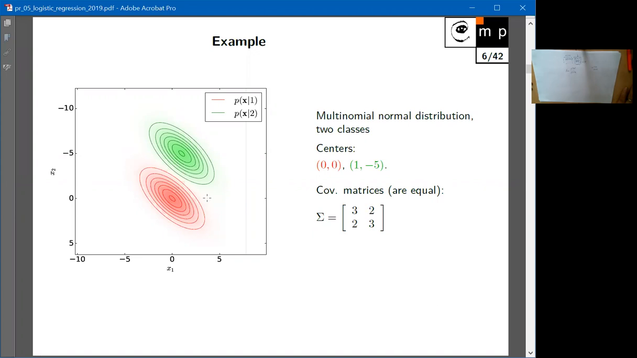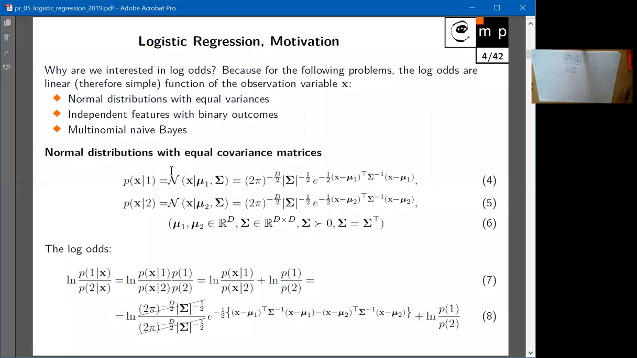So probably if someone asks you to draw the optimal decision boundary, everybody will draw it somewhere between the green and red part. But now let's go back to the formal maths, where we'll try to establish the form of the log odds.